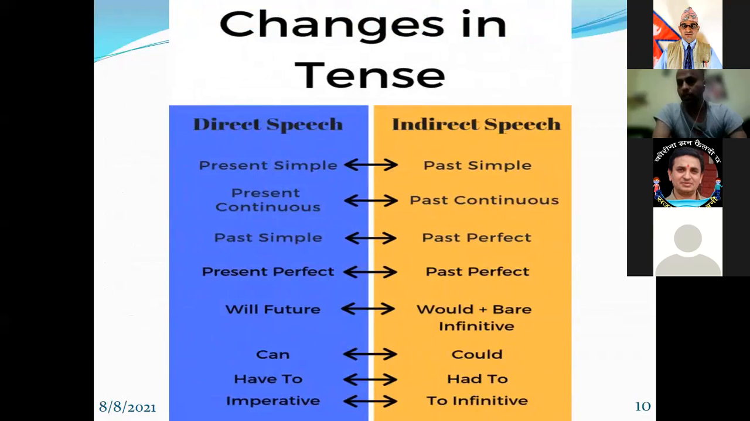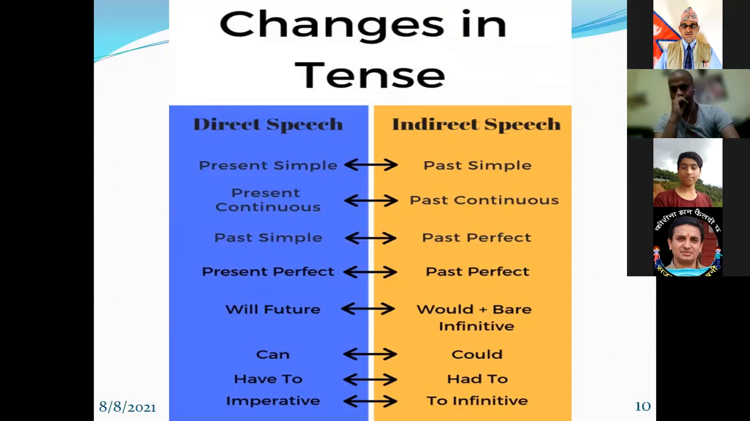Now, summary. When the reporting verb is in past tense, we need to change according to this. This should summarize our lesson up to here. Is it? Yes, sir. Present simple to past simple, present continuous to past continuous, past simple to past perfect. Simply, B1 changes into B2.